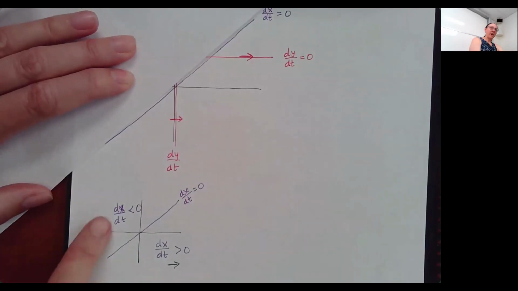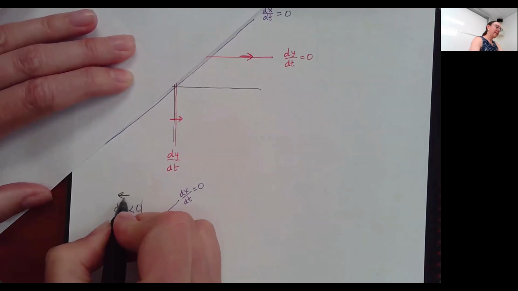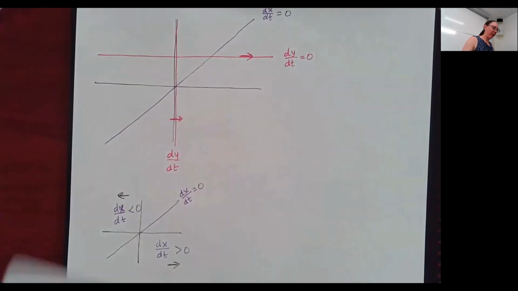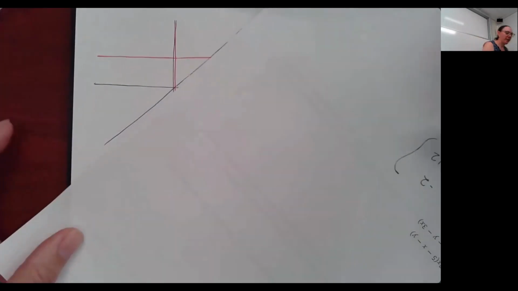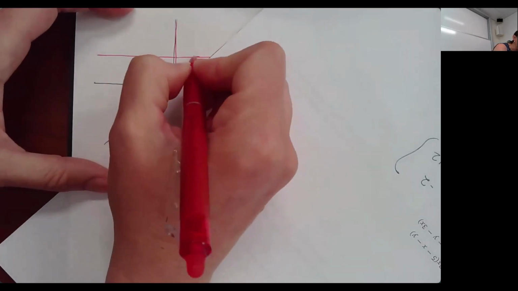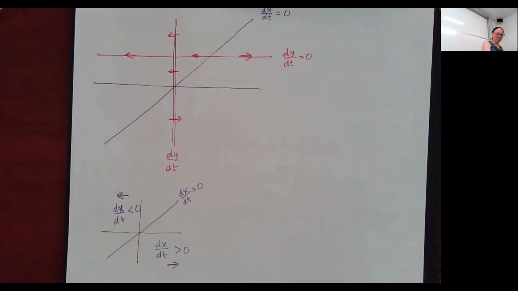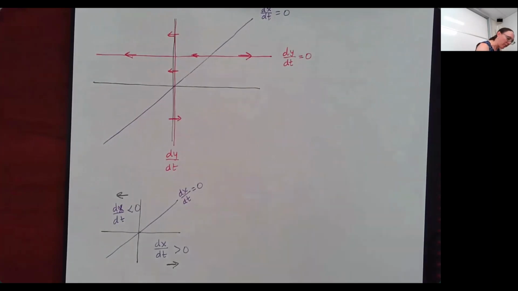On the other side, I have to be pointed to the left. So if I flip this over and I block the other side, then on my red nullclines over here, I have to be pointed to the left. And then I can do the same for the other ones.